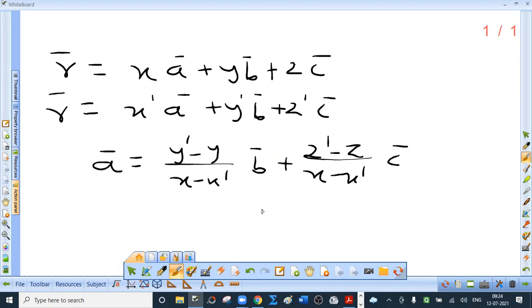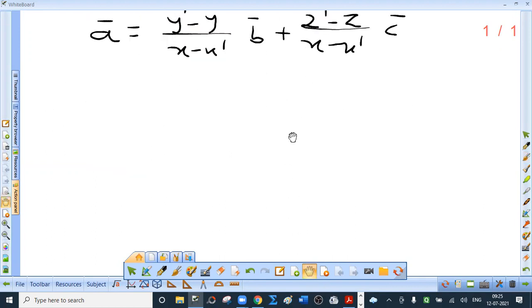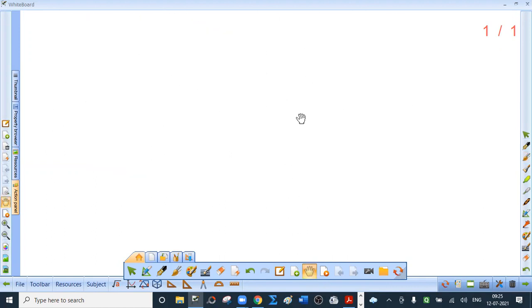So can I say now that if A bar, B bar, C bar are three non-zero, non-coplanar vectors, then a vector R bar in the space can be uniquely expressed as the linear combination of A bar, B bar, C bar. We may write it as R bar equal to X A bar plus Y B bar plus Z C bar. Now we use this to obtain the position vector of a point in the space.